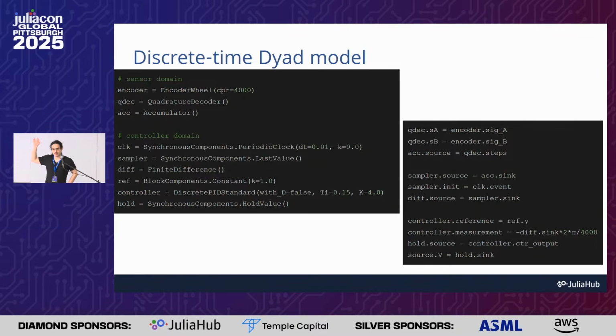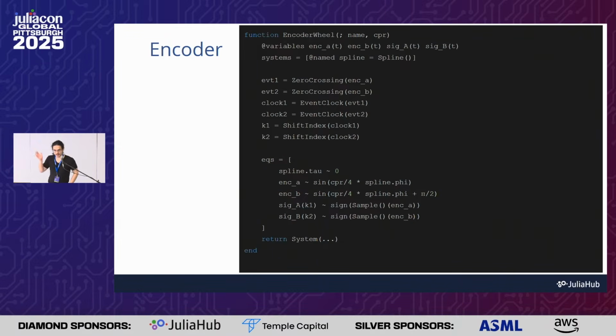So this is also supported in both ModelingToolkit and Dyad. At a very high level, I won't go into too much detail here. This is the discrete time Dyad model. It just wires up what you saw in the previous slide. The encoder, this is ModelingToolkit.